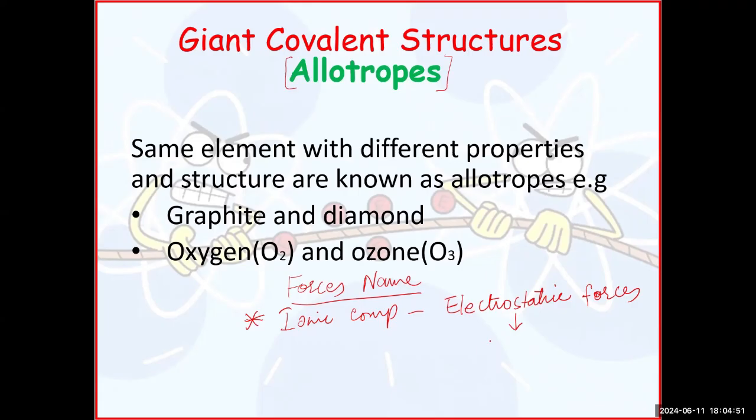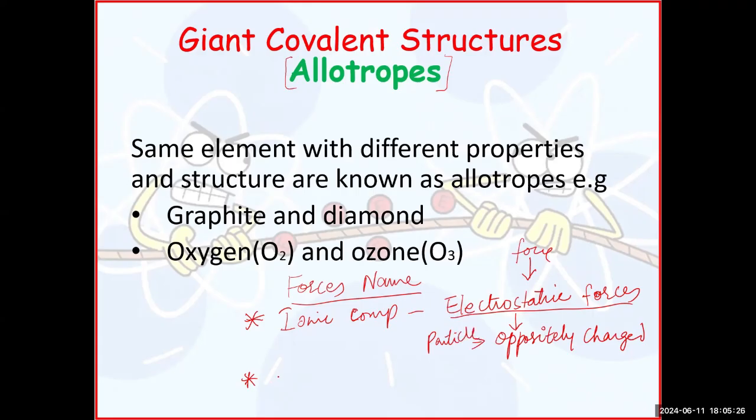Ionic compounds have some particles between which this electrostatic force exists. What is the name of that specific species which has the electrostatic force of attraction? Oppositely charged ions. Very good, Aska. These are oppositely charged ions. So over there also I gave you these specific names. This is the name of the force, and this is the name of the particle.